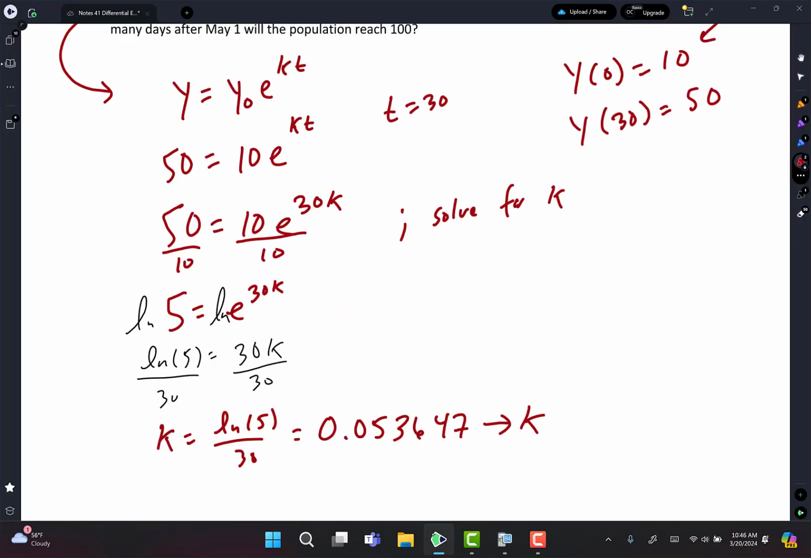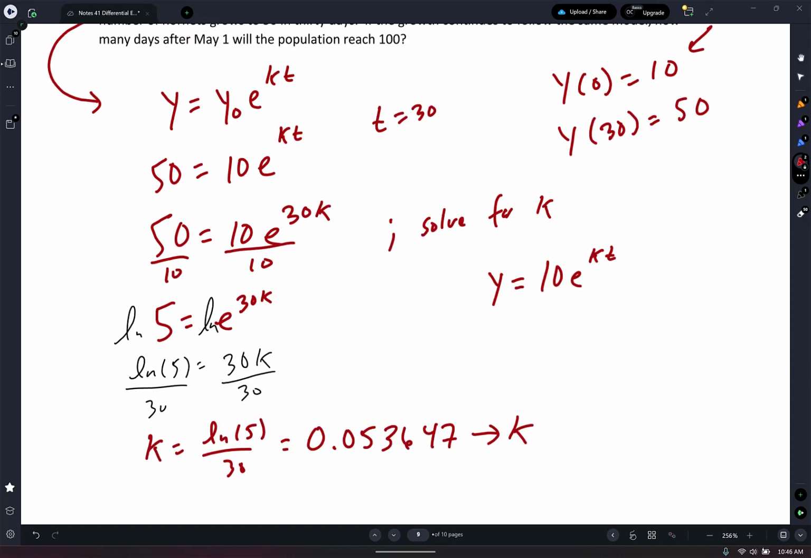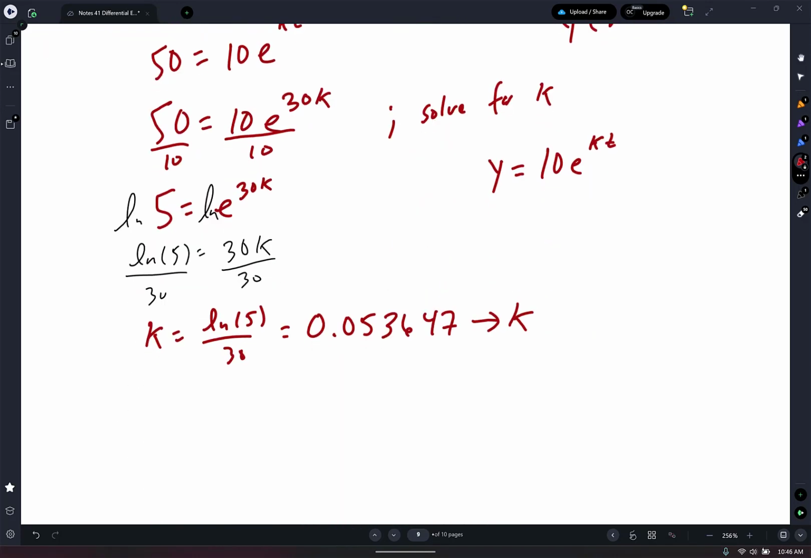All right. So then Henry goes, all right, I got my equation, y equals 10 e to the kt. And what is the question asking for? How long did it take for it to reach 100? So I'm just going to go 100 equals 10 e to the kt, and this k is this k. And I'm just going to solve for t now.